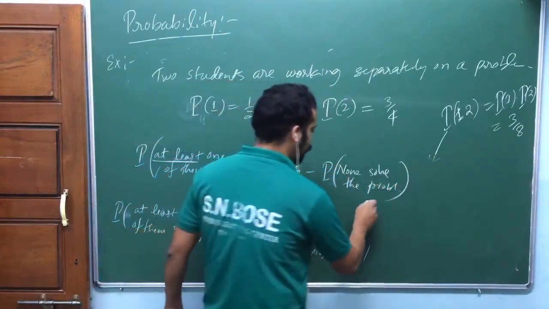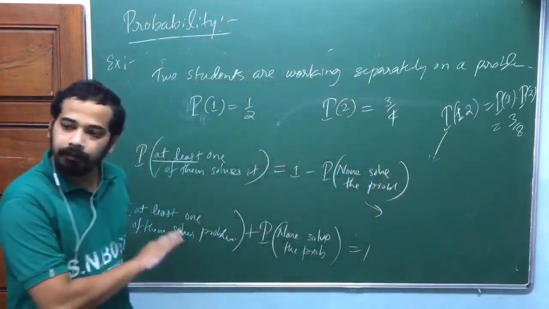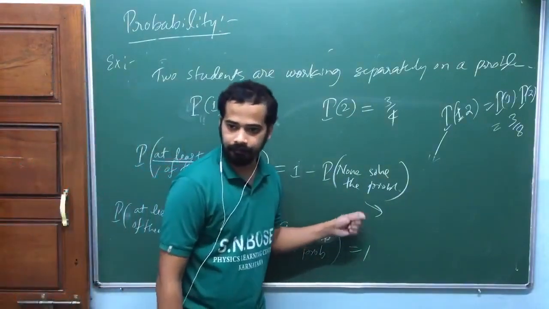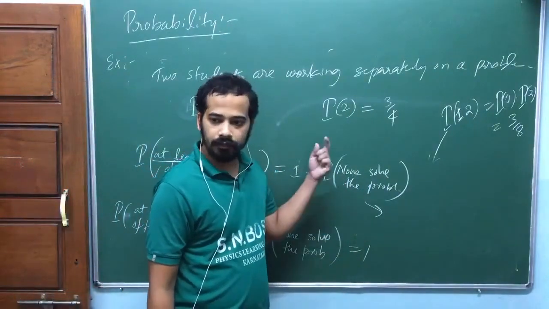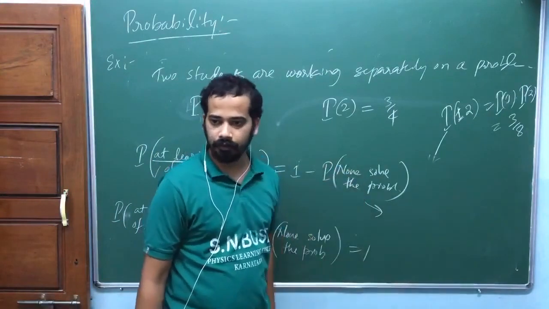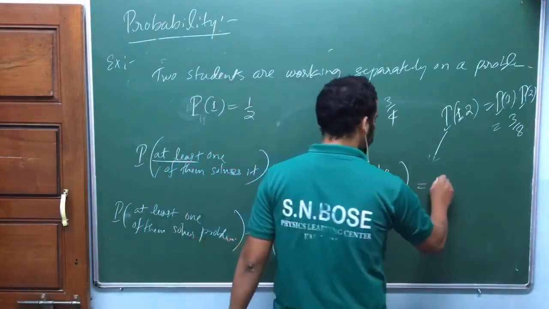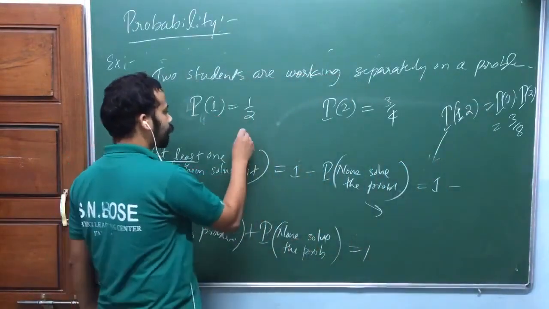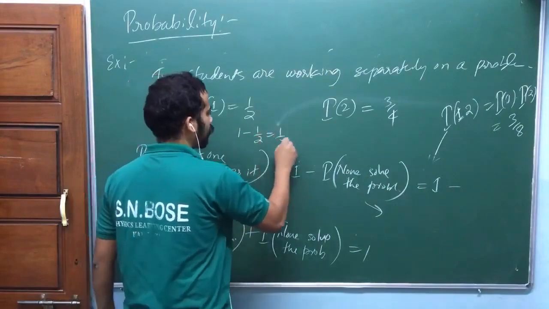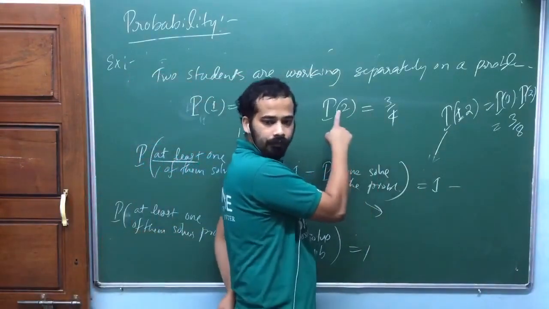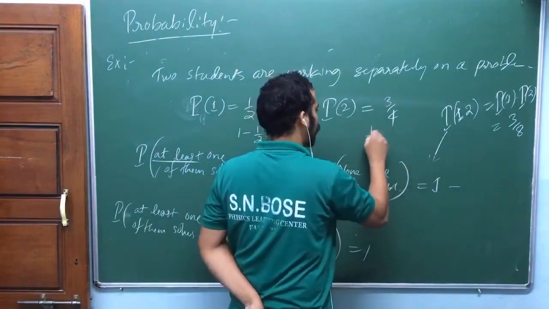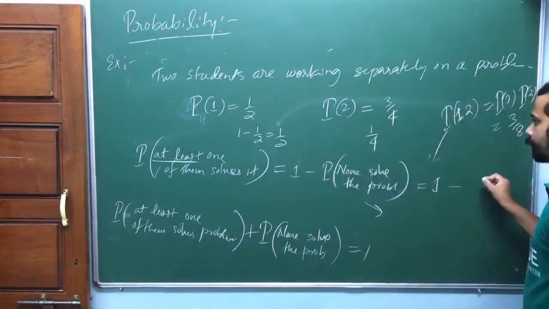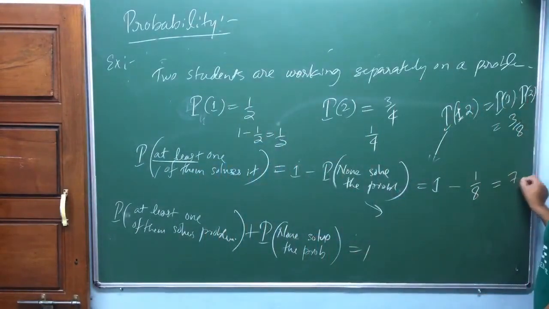What do you mean by this one? This means A will not solve the problem, B will also not solve the problem, and it contains "and". This contains first student will not solve the problem and second student will not solve the problem, which is just a product. So 1 minus, if this is the probability of solving the problem, what is the probability of not solving the problem? 1 minus 1 by 2, that's equal to 1 by 2. If this is the probability of solving the problem for student 2, what is the probability of not solving? That is 1 by 4. That's why it will be 1 minus the product of these two. What is this one? 1 by 8, so 7 by 8.